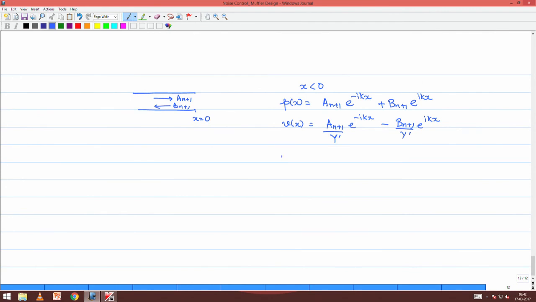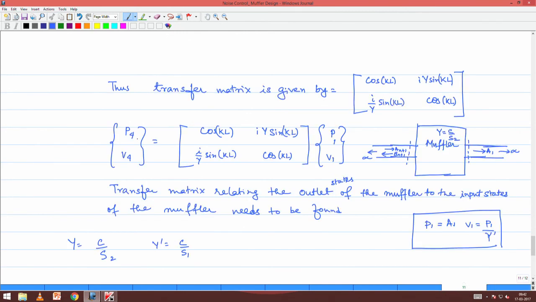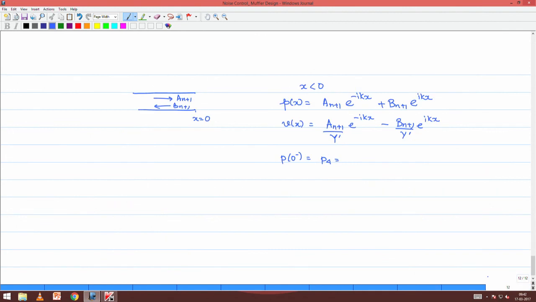So, what happens at x equal to 0 minus, at 0 minus we will have the quantity P 4, right. This is what is hitting the inlet of the muffler. So, P4 will be given as A n plus 1 plus B n plus 1, and similarly y prime V4 is going to be given as A n plus 1 minus B n plus 1. So, from these two equations it is very easy to recover what is A n plus 1, right. So, A n plus 1 is therefore going to be P4 plus y prime V4, right. This is what we wanted.